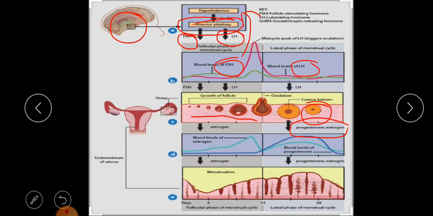And how the LH rises or increases at the mid-cycle peak of LH. When it increases at the mid-cycle and reaches the peak, the rupture of the Graafian follicle takes place. It triggers ovulation, where the release of the ovum takes place, because of the increasing secretion of LH in the bloodstream. At the same time, you see the estrogen level is also increased.